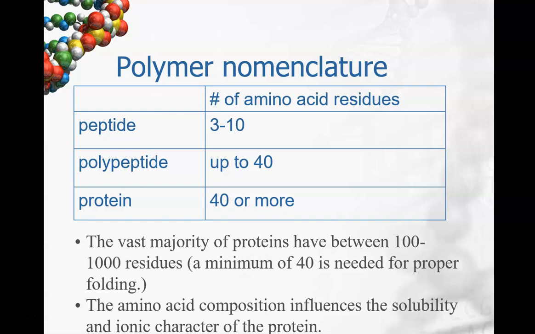So what we should appreciate is that the amino acid composition influences the solubility and ionic character of the protein. Just like the 26 letters that we use to make words in our alphabet, the 20 amino acids that we choose will influence the character of the protein.